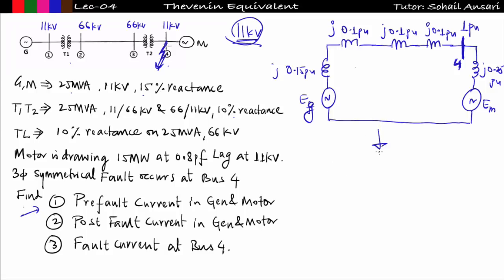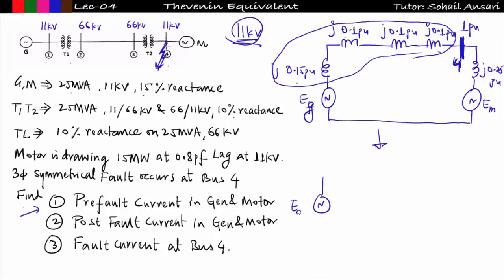So let me draw the equivalent of this. I need to find the fault current, and basically the fault is happening at bus 4. So I can say that all these reactances are in series, isn't it? So 0.1, 0.1, 0.1, that is 0.3, and it is 0.15. So overall this will be my EG, this will be my j0.145 in per unit, and this is my bus 4. I am interested in bus 4, that's why I am writing like this.